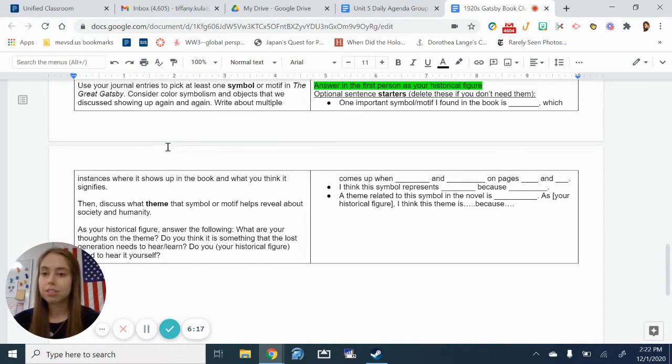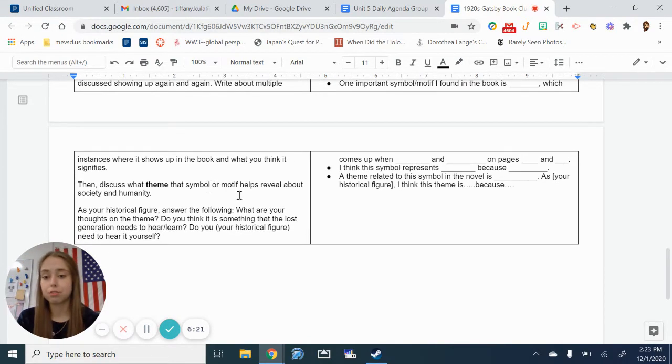After you've done your little discussion about what the symbol and theme are, you'll want to answer some questions from your historical figure's perspective. What are their thoughts on that theme? Do they think that the lost generation, so the people of the 20s, is it a theme that they need to hear? Is it something they should learn from? Is it something that you yourself, again, your historical figure, needs to hear and can learn from?